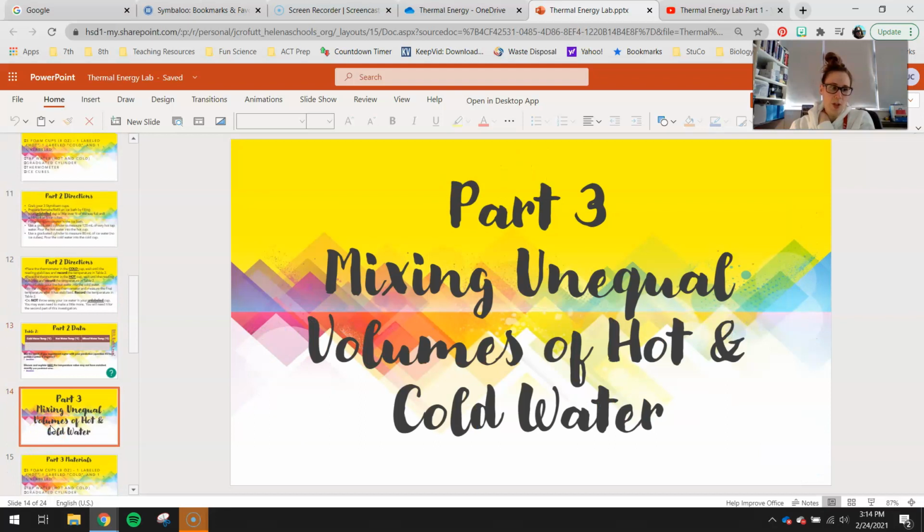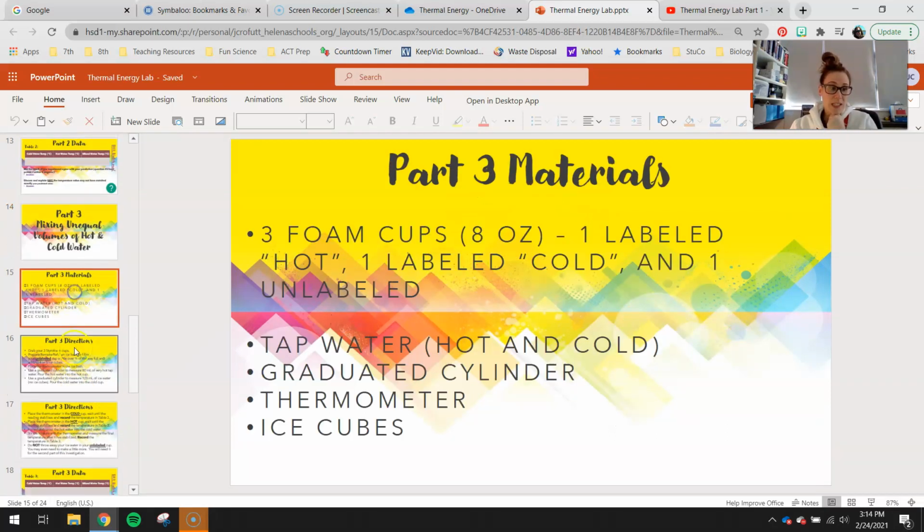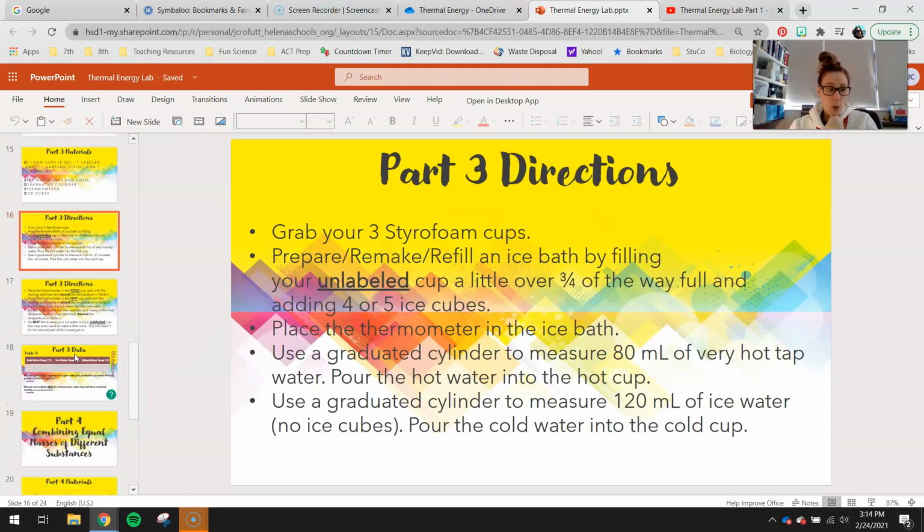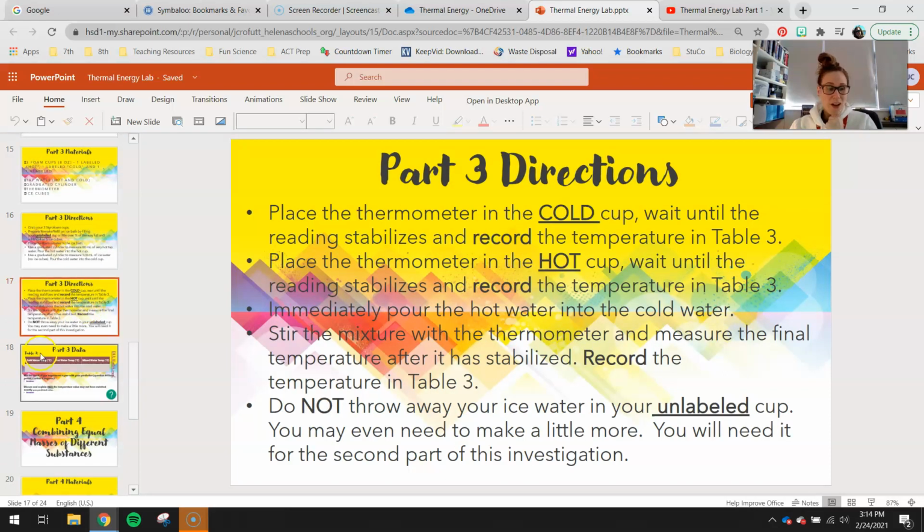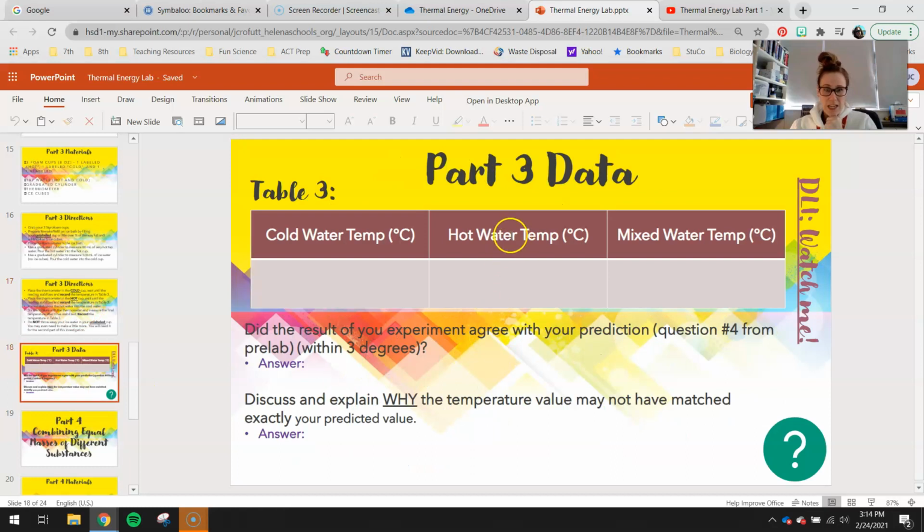Okay, part 3, again, is similar to part 2, except you have more cold water this time. So we're going to be doing 120 milliliters of cold water and only 80 milliliters of hot water for that one. Again, for your data, I give you your hot water first, then your cold water, and then your mixed water, and then answer the same questions that you've been answering.